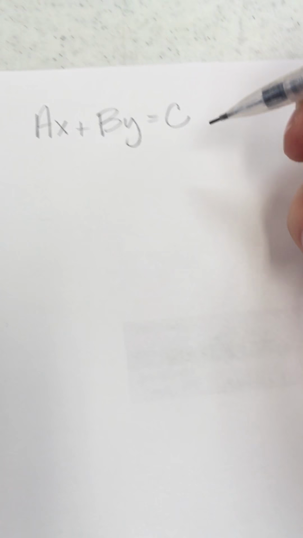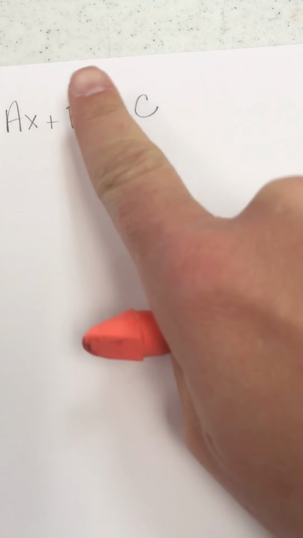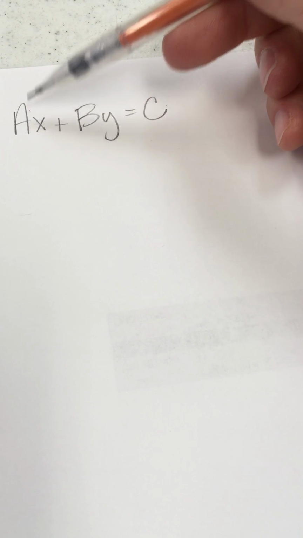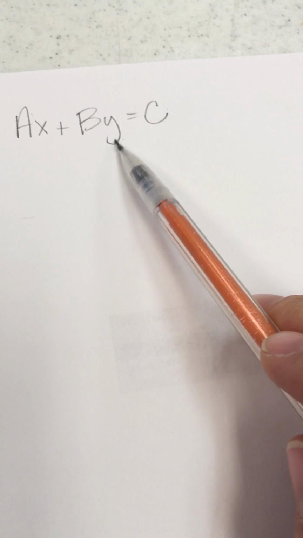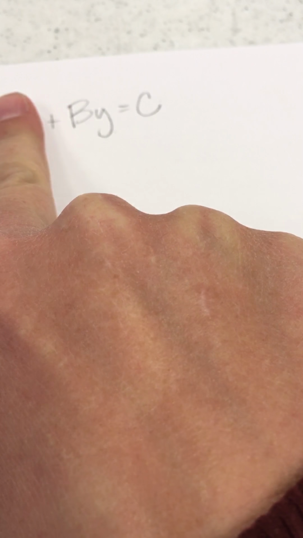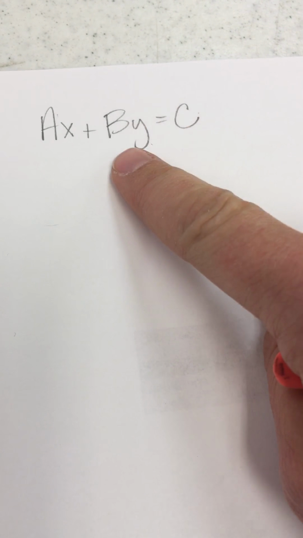Now, once it's in standard form, to use the cover-up method, you just cover up the y and take your constant divided by the coefficient. That gives you your x, and then you can do the same thing to find your y. Cover up the x and take your constant divided by the coefficient.